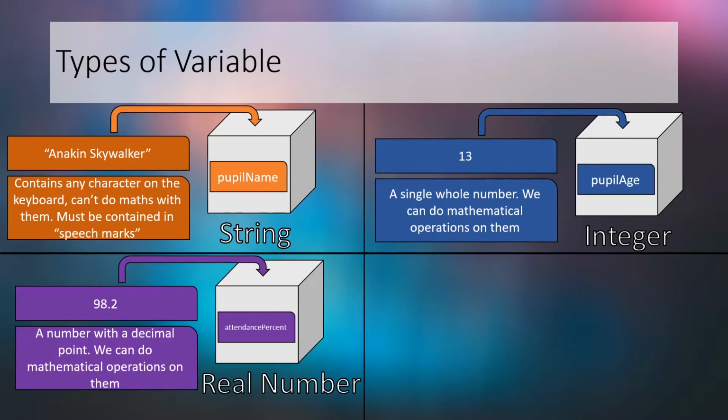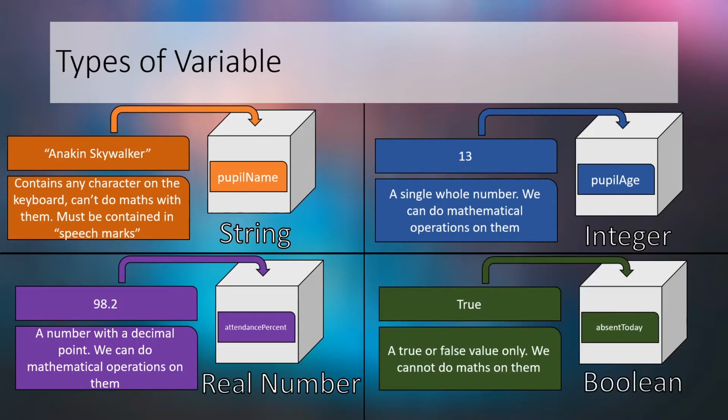The next data type is another type of number called a real number. A real number stores a number with a decimal point. Like integers, we can perform mathematical operations on real numbers. In our example, we've given the real number variable the meaningful identifier attendance percent and assigned the value 98.2. Again, we do not put this value inside speech marks.